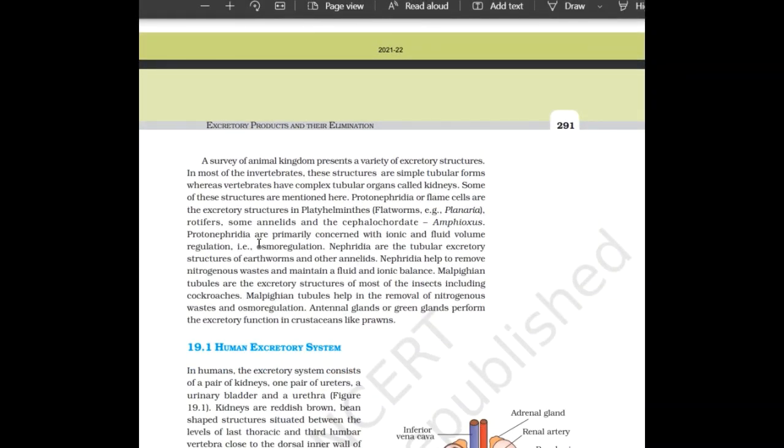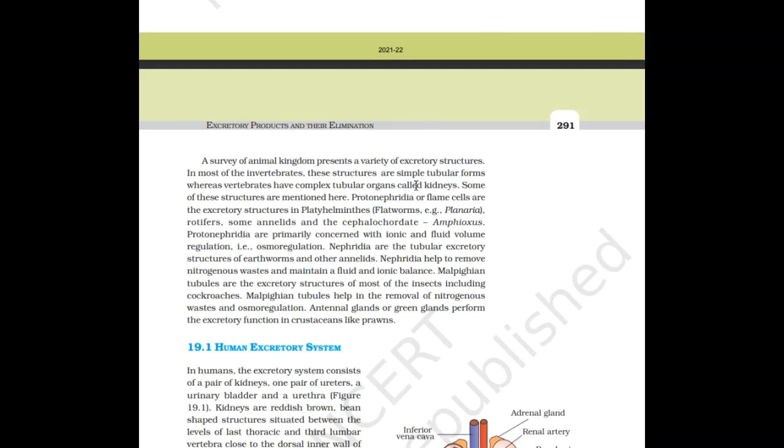A survey of the animal kingdom presents a variety of excretory structures. In most of the invertebrates, these structures are simply tubular forms, whereas vertebrates have complex tubular organs called kidneys. Some of these structures are mentioned here.